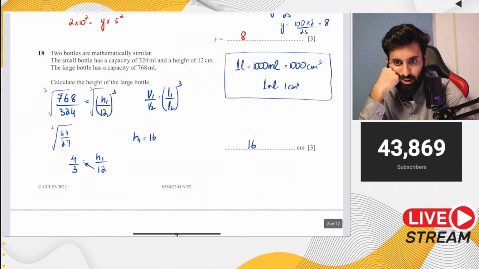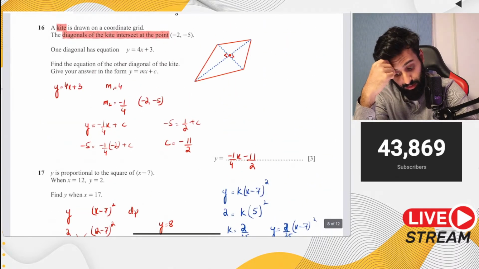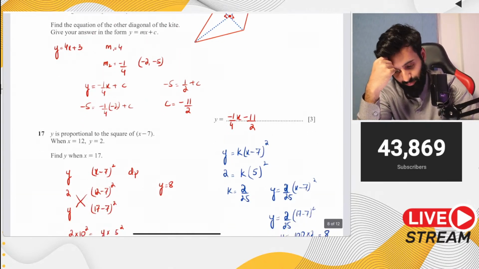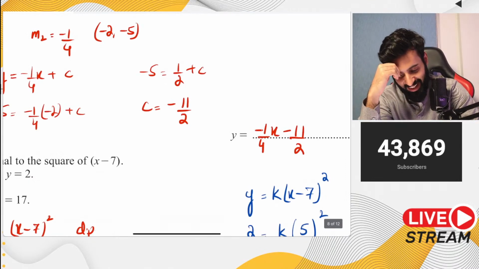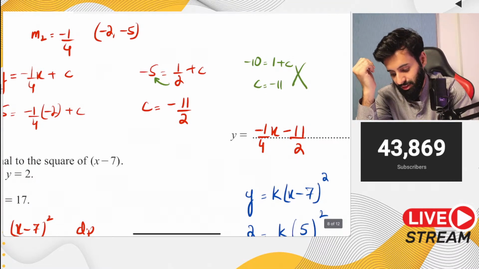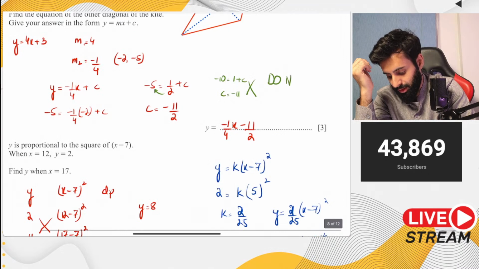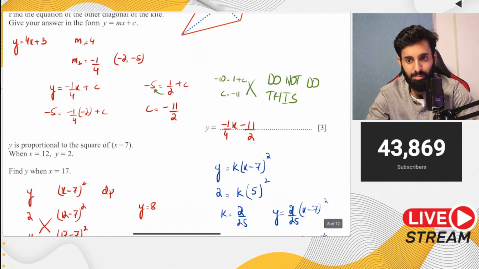Sir, cube of capacity is divided. Sir, won't the intercept just be minus 11? No, it's not going to be minus 11. Oh, I know why you're getting minus 11. Beta, your paper is tomorrow, please don't make such errors. You must have done this: -5 into 2, which is -10, equals 1 plus c, so c is equal to -11. Do not, I repeat, do not do that. Okay, do not do this. You can't cross multiply before you take the LCM.